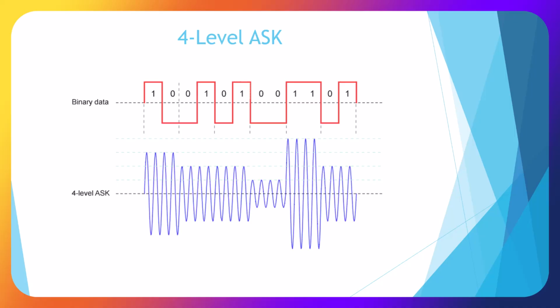Here we have a 4-level ASK, where we have 4 different amplitude carriers entered into our modulator. And if we have a 1, 0, we get this amplitude. If we have 0, 1, we get this amplitude. If it's 0, 0, we get this amplitude. And if it's 1, 1, we get this amplitude.